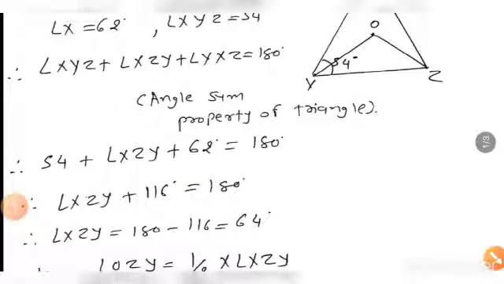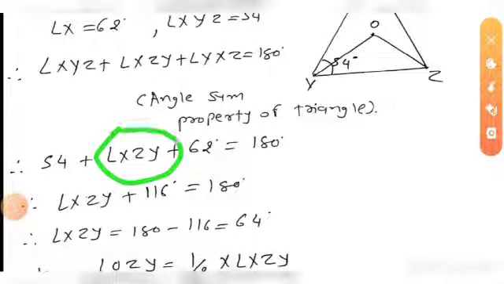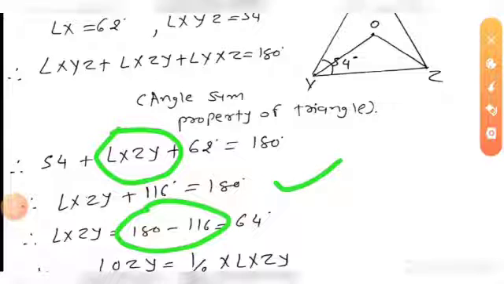Then make xzy the king of our equation. I use the word king because we want to find the value of xzy from this equation. After simplification, I just do 180 minus 160. We all know the simplification of this equation gives xzy is equal to 64 over here.